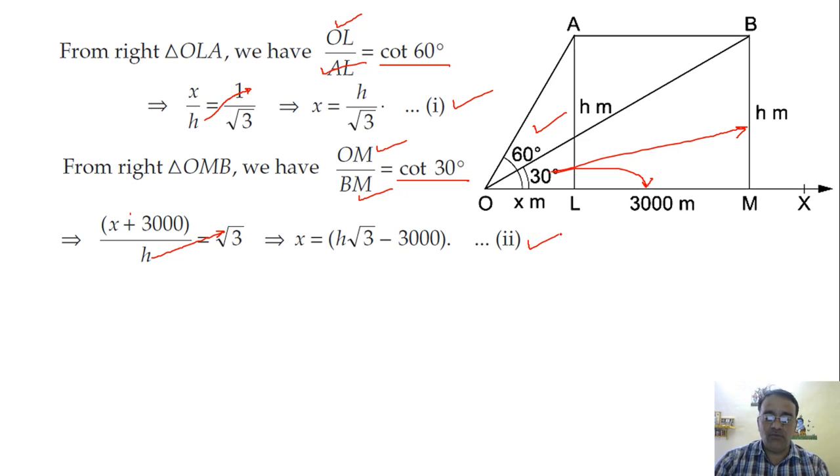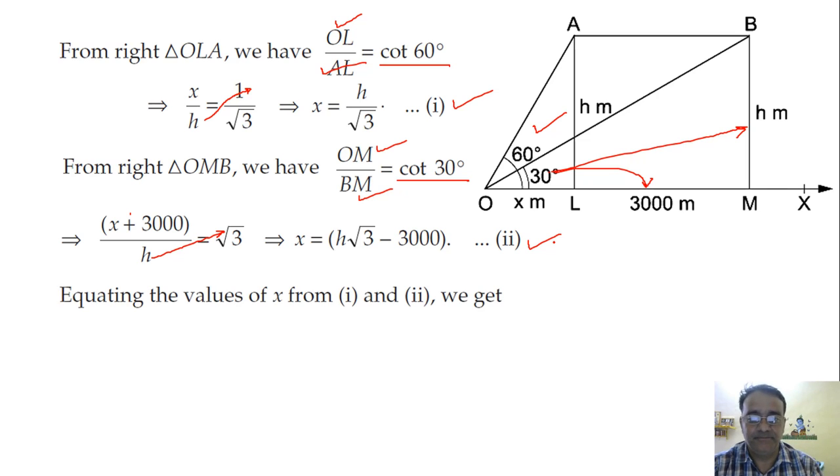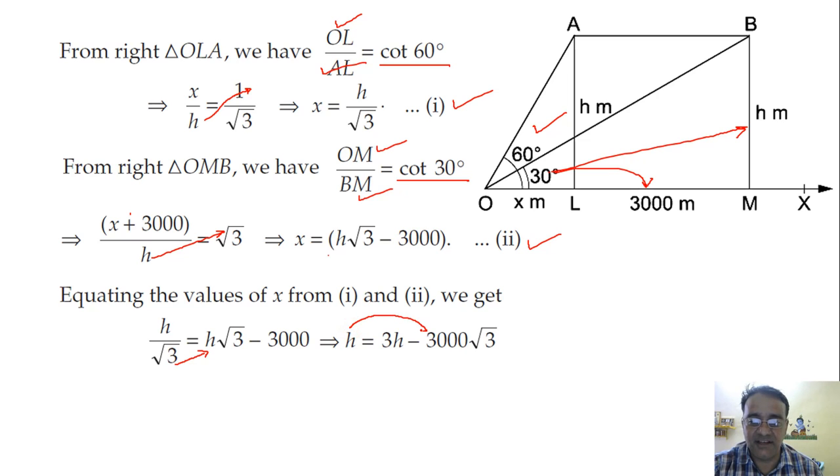Now from equation 1 and 2 we will equate, right? So h upon root 3 is equal to h root 3 minus 3000. So multiply root 3 to both the terms. So we'll get 3h minus 3000 root 3. Okay, then we have to interchange these two. So we'll get 3h minus h is equal to 3000 root 3. That is 2h is equal to 3000 root 3.